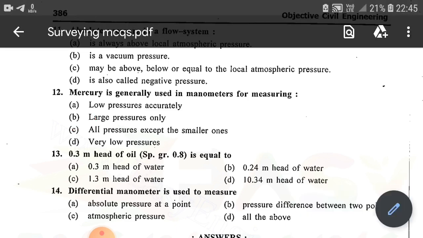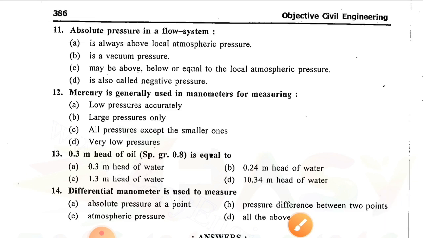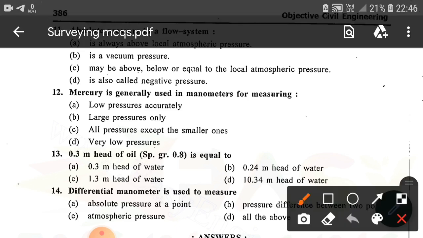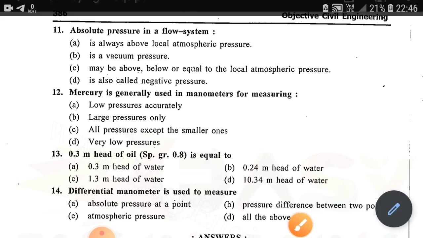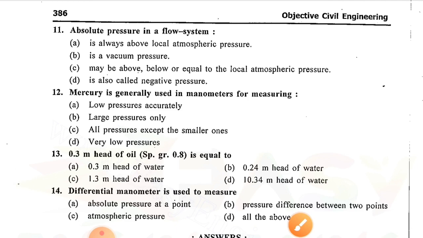Question number 13, 0.3 meter head of oil, specific gravity 0.8, is equal to, option B is correct, 0.24 meter head of water. Question number 14, differential manometer is used to measure, option B is correct, pressure difference between 2 points.